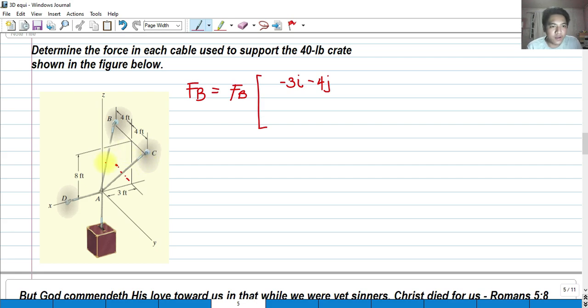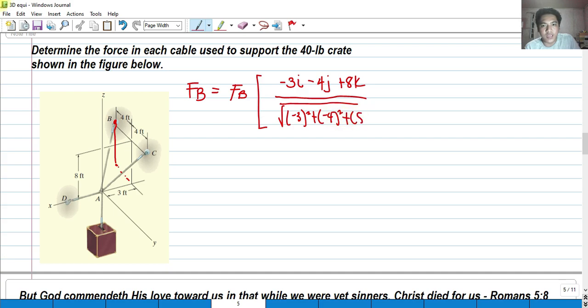And then from here, we're going to go upward so that we reach B, and that is 8 feet. So that's positive 8k. And of course, divided by the magnitude, since this is a unit vector in the direction of the force FB. So that must be the square root of negative 3 squared plus negative 4 squared plus 8 squared. If you haven't watched my video about Cartesian vectors, please watch it so that you can have a recap of what we are trying to do here.